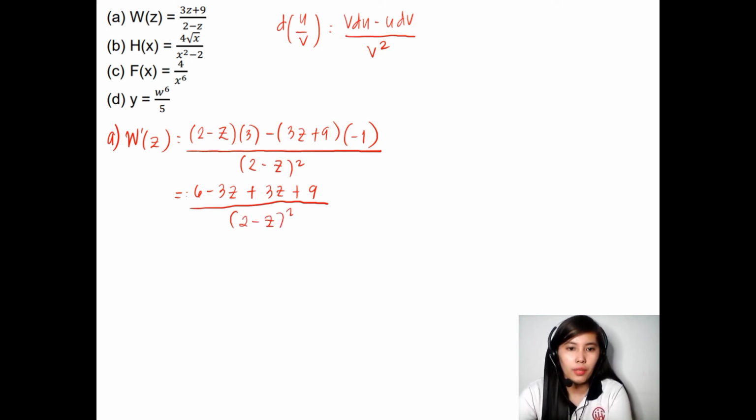So this will be 15, because the 3z terms will cancel. So we'll have 15 over 2 minus z raised to 2.